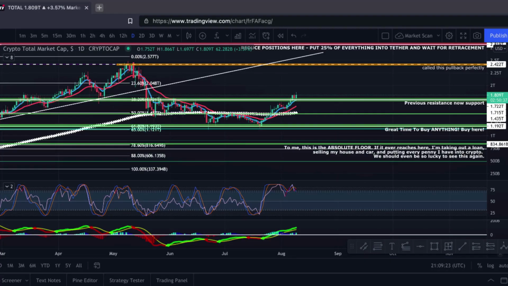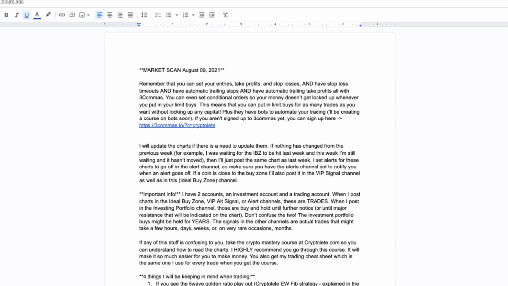Let's just get into it. Let's just start from the top. So, market scan.